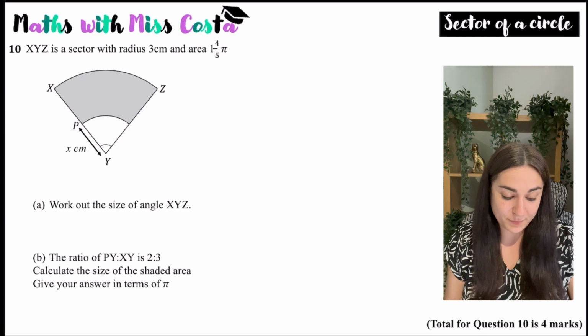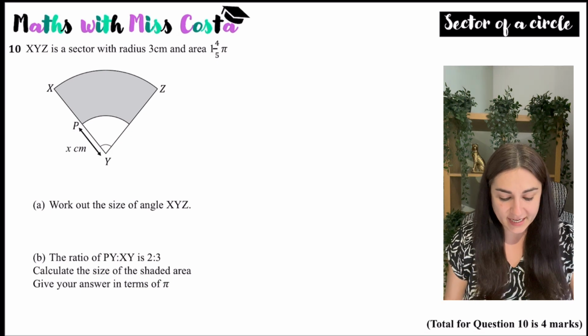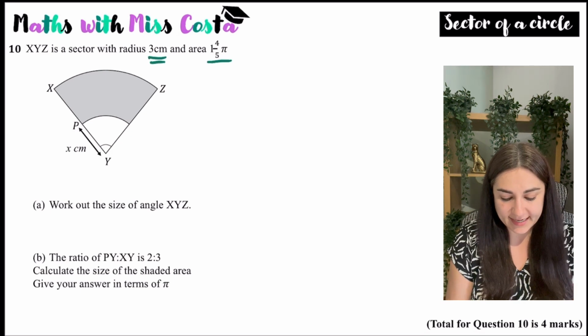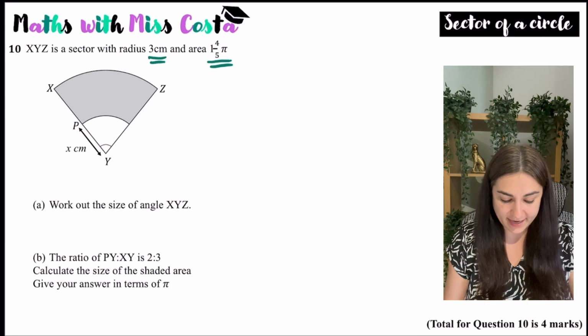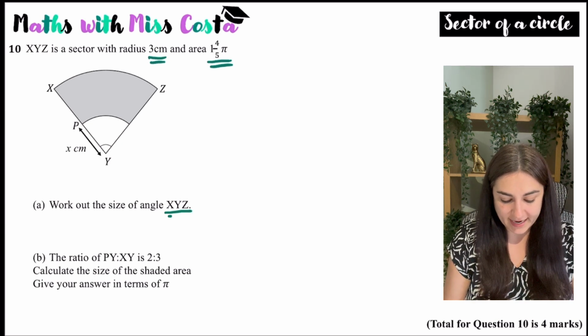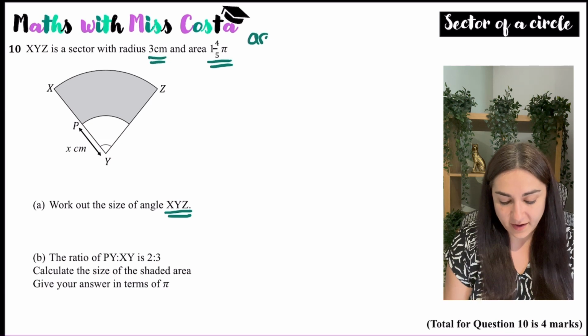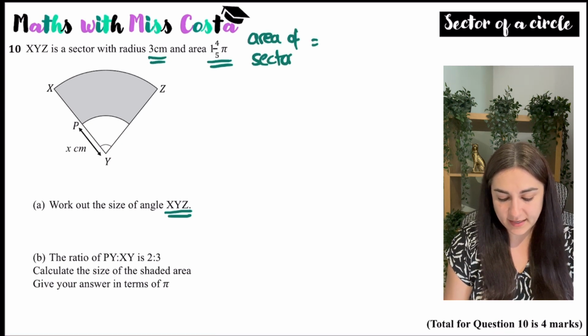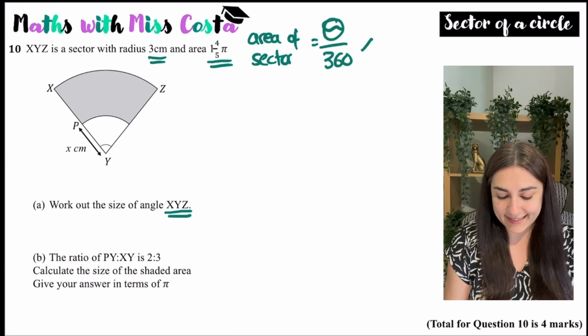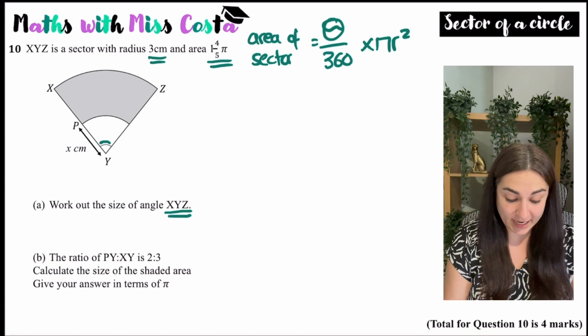Okay, so here I've been told that I have a sector of a circle with radius 3 centimetres and an area of 1 4/5 pi. I need to work out the size of the angle XYZ. What are the formulas that I know for sectors? I know that the area of a sector is theta, which represents the angle, over 360 times pi r squared. The reason for this is you're just saying what fraction of the circle am I working out?